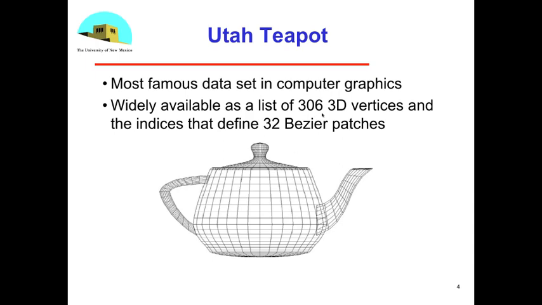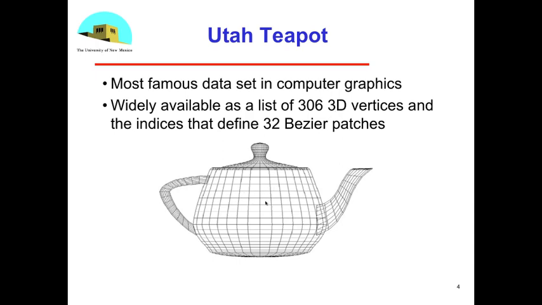So there are 306 vertices that are measured points on this teapot, given just as x, y, z values. And then there's a list of 32 patches, each of which is a Bezier patch given by its indices. So it's a vertex index representation, with references back into this list of 306 vertices. Now, a couple of things you can notice here.